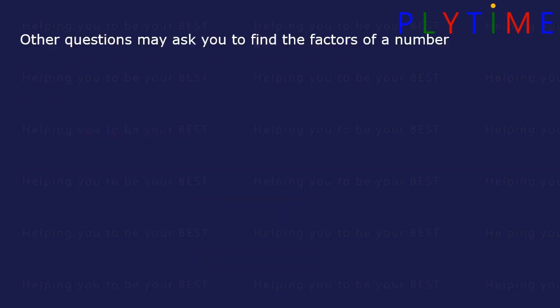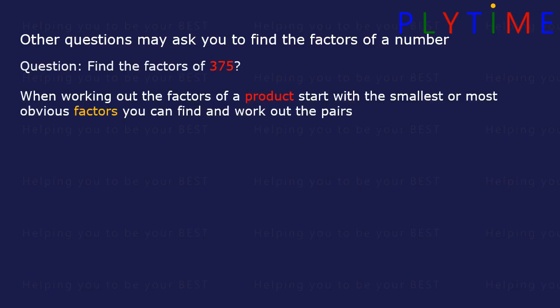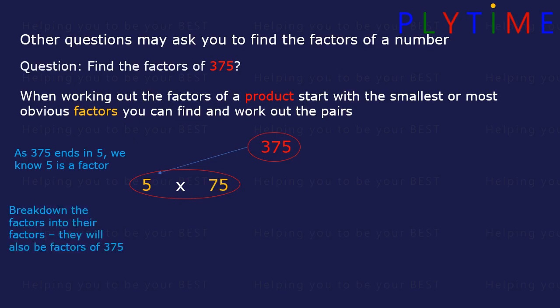Other questions may ask you to find the factors of a number. Find the factors of 375. When we're working out the factors of a product, we start with the smallest or most obvious factors we can find and then work out the pairs. So from 375, the most obvious one is 5. It ends in a 5, so we know 5 is a factor. 5 multiplied by 75.